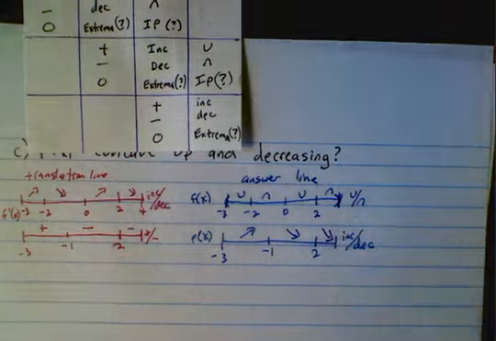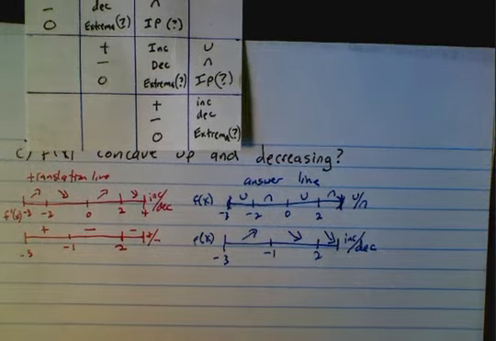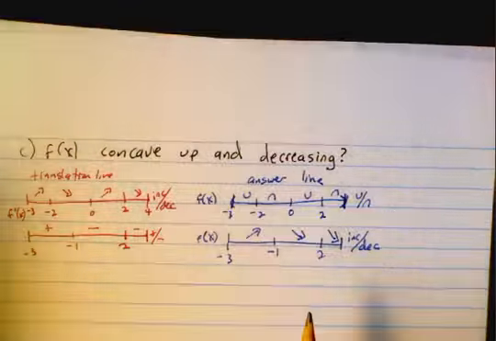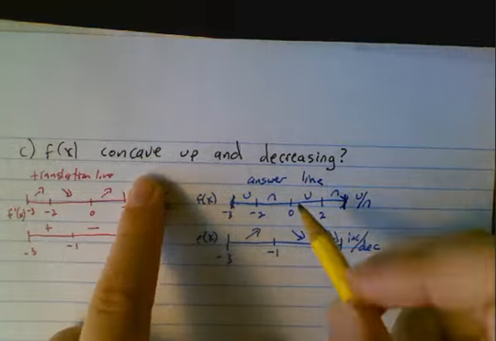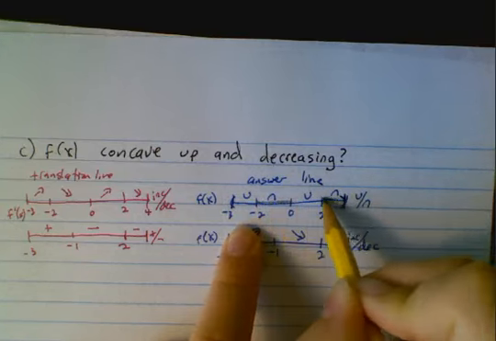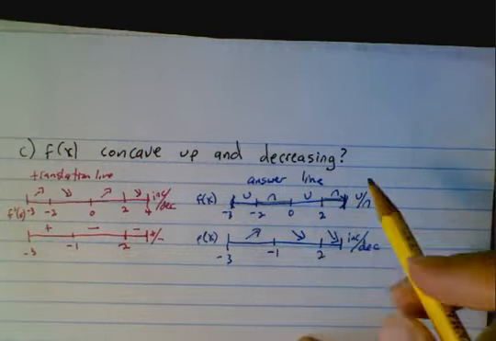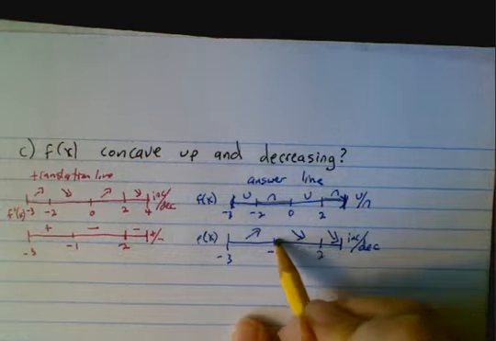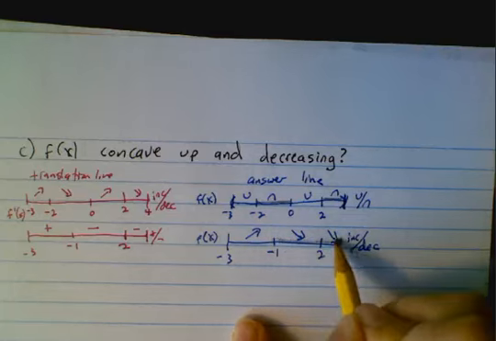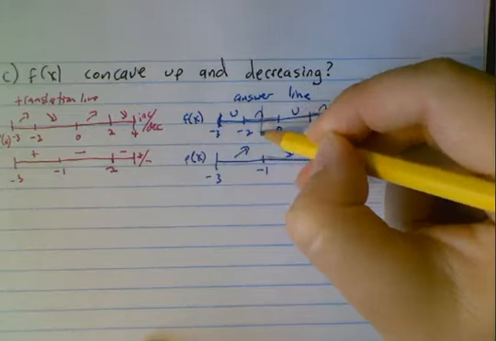So notice how I lined these up. The 2's are right on top of each other. The -1 is between the -2 and the 0. That's really going to come in handy for this next piece, because what we're looking for is where f of x is concave up. So concave up occurs right here and right here. Concave up and decreasing. So decreasing occurs right here. So what we want to do is find the overlap.